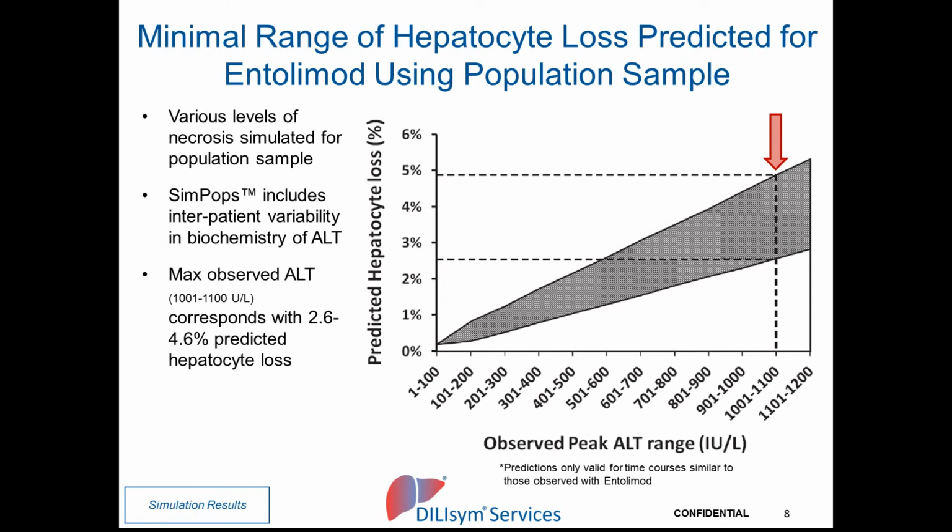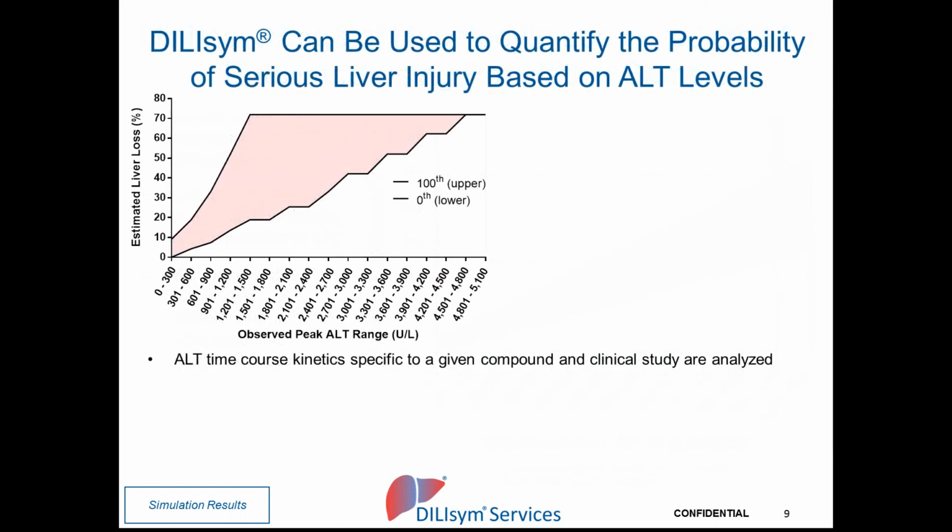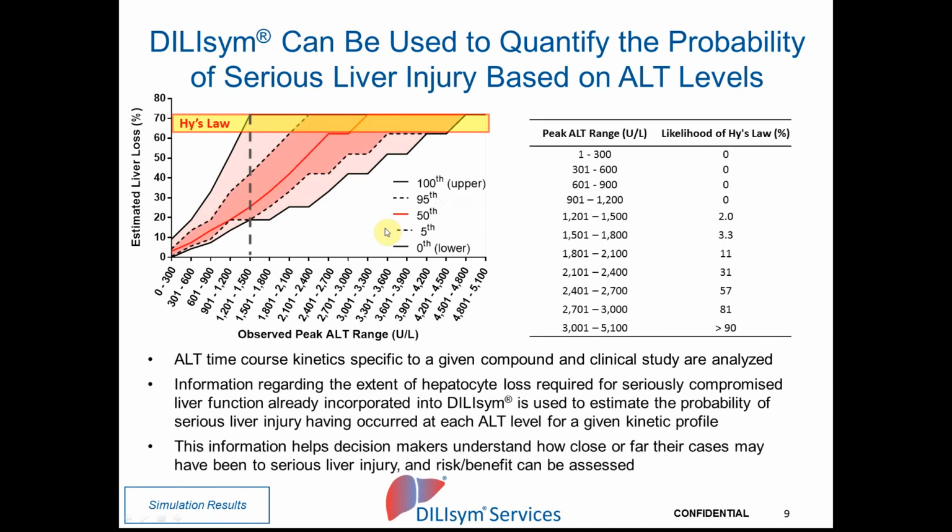While this is a relatively modest degree of injury, with other therapeutics, certainly the injury can be more substantial, the peak ALT can be higher, the duration of the ALT excursion can be longer, hence the hepatocyte loss can be greater. And we've extended this analysis such that now we can, in addition to just determining a possible range of hepatocyte loss for a given ALT range, also determine two things. One is the likelihood, or rather the distribution, of patients within a given ALT range that can be associated with a range of hepatocyte loss.